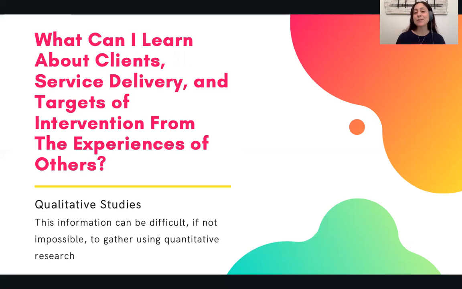Because this particular type of information is really difficult, if not impossible, to gather using quantitative research. It's hard to capture all the range of experiences someone might have had in something like a survey or a really strongly structured interview, right? You'd have to come up with a lot of questions to really understand someone's experience of something, right? And why they had that experience. So a qualitative study is going to be really helpful here.